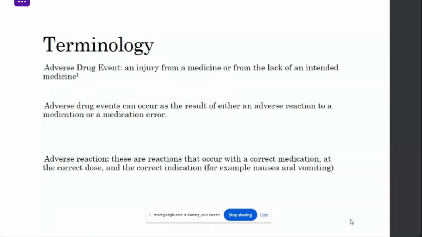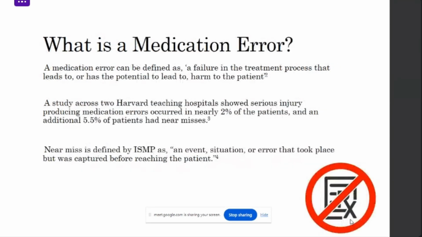So the basic terms that you need to understand over here: what is an adverse drug event? This is basically an incident where the medicine causes harm to the patient directly or indirectly. And an adverse drug reaction is a reaction that is unexpected and unintended towards the patient. Antibiotics are very commonly known to cause adverse drug reactions and events.